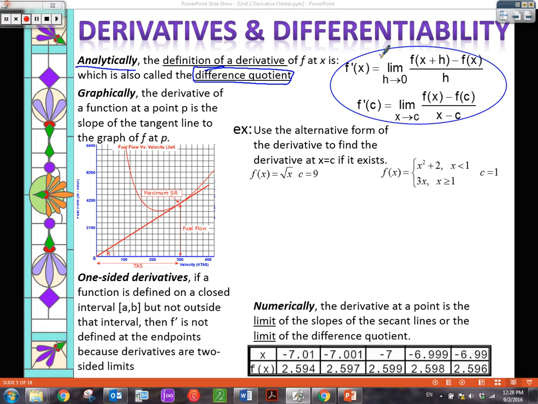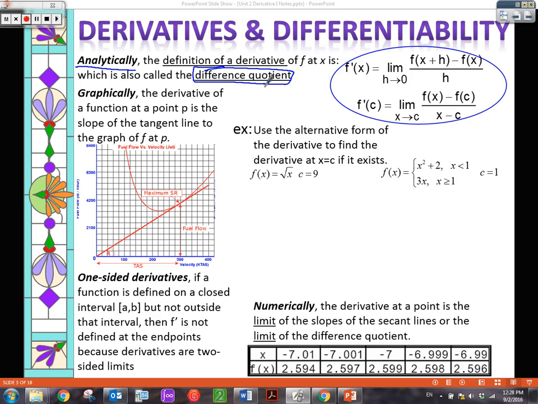You need to know that vocabulary word. If you wrote the alternative form, I would be okay with that too, because it also is a quotient and it's a difference. So either one of those would be fine when I put this word on the formula quiz, because you will see it at some point during the year. So difference quotient is simply the definition of the derivative or the alternative form.